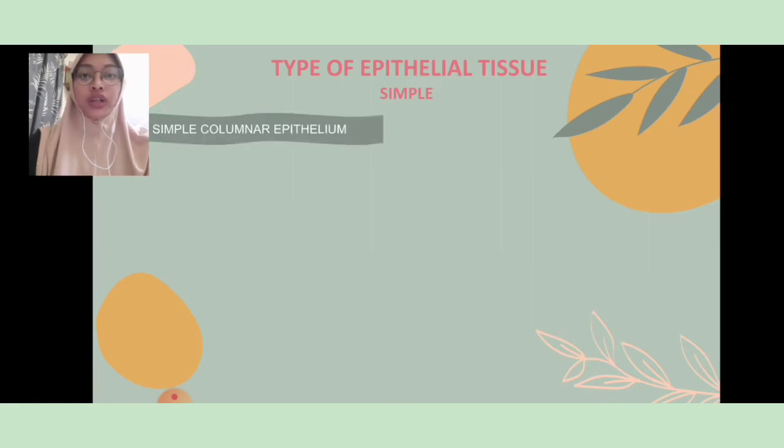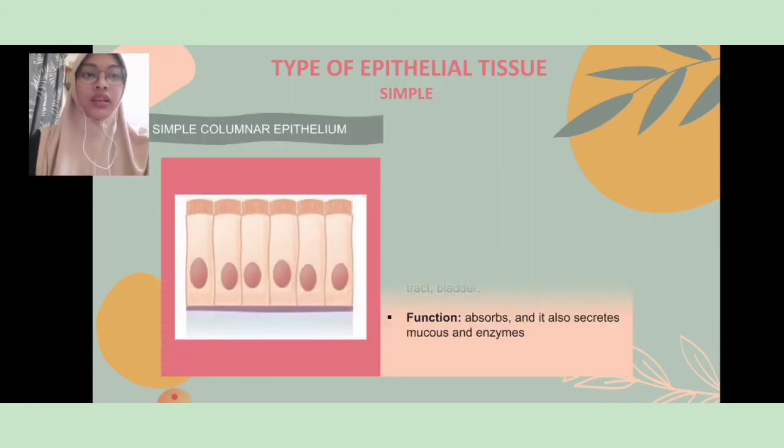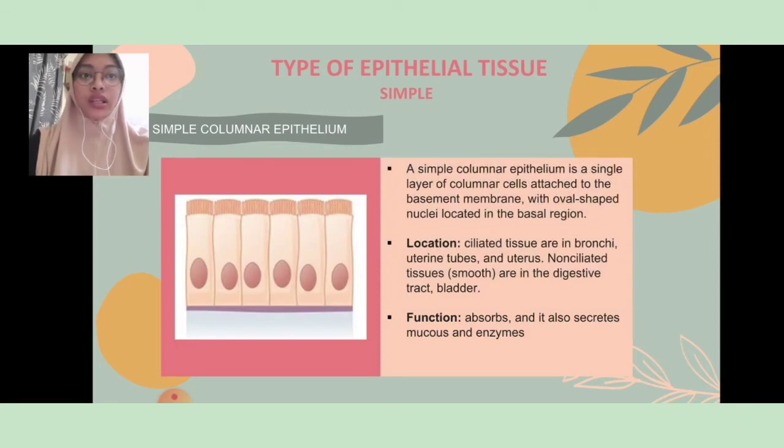The third one is simple columnar epithelium. A simple columnar epithelium is a single layer of columnar cells attached to the basement membrane with an oval-shaped nucleus located in the basal region. We can find the ciliated simple columnar epithelium in bronchi, uterine tubes, and uterus, while the non-ciliated simple columnar epithelium we can find at the digestive tract and bladder. The function of this tissue is to absorb, and it also secretes mucus and enzymes.